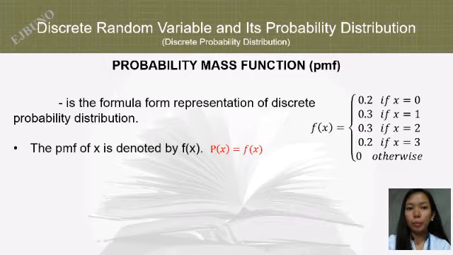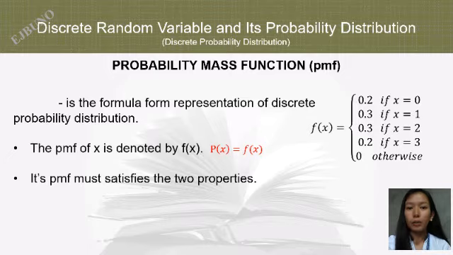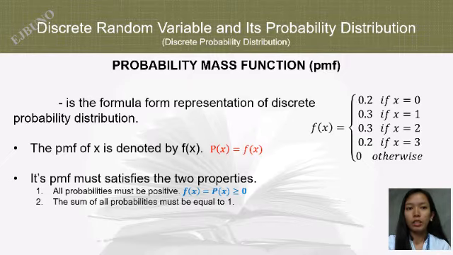And there are two properties that the probability mass function must satisfy. First, all probabilities must be positive. It cannot be less than 0. Second, the sum of all probabilities must be equal to 1. Like in the example above, the probabilities 0.2, 0.3, 0.3, and 0.2 sum to 1.